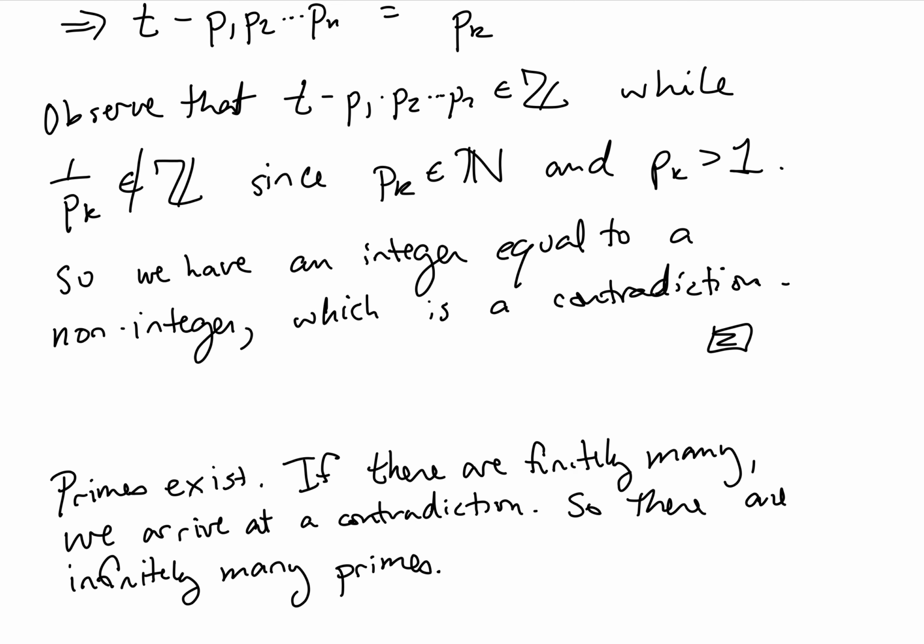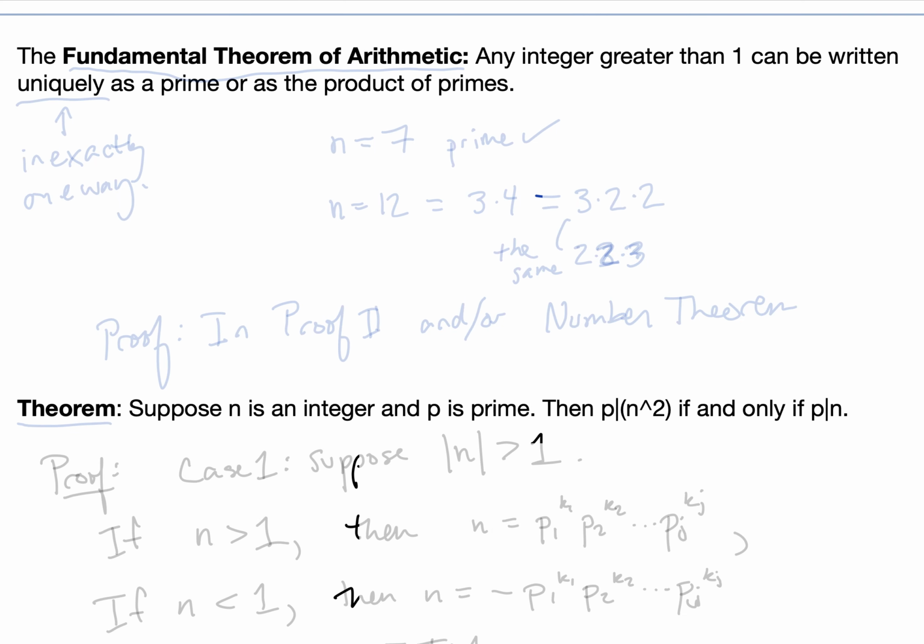Okay, so let's talk about another theorem, the fundamental theorem of arithmetic. Any integer greater than 1 can be written uniquely as a prime or as a product of primes. Uniquely means in exactly one way or only one way. So unique is a special word in math, meaning exactly one way.